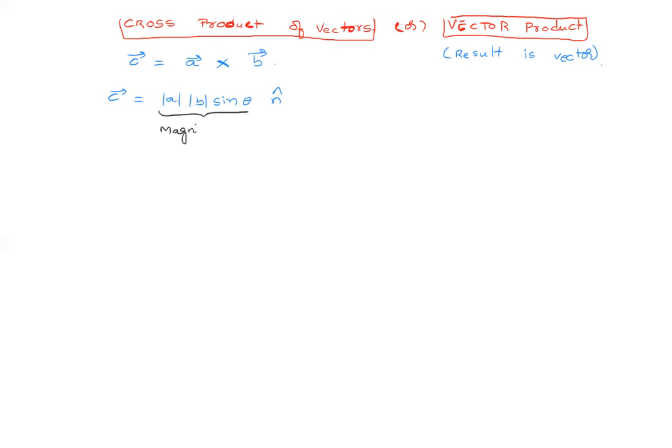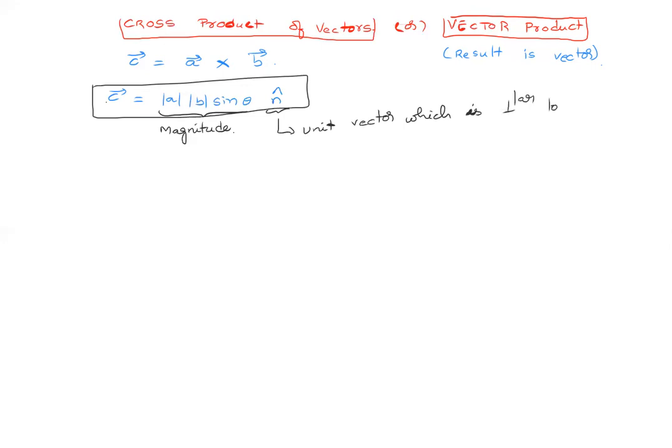Mod A mod B sin theta will give you the magnitude, and n cap is a unit vector. Your n cap is a unit vector which is perpendicular to the plane containing A bar and B bar, and its direction is given by the right hand thumb rule.